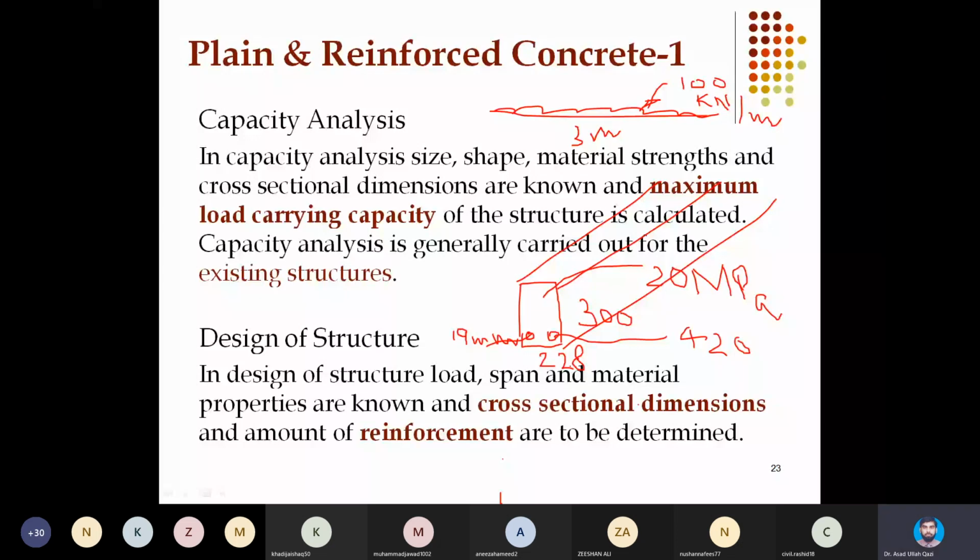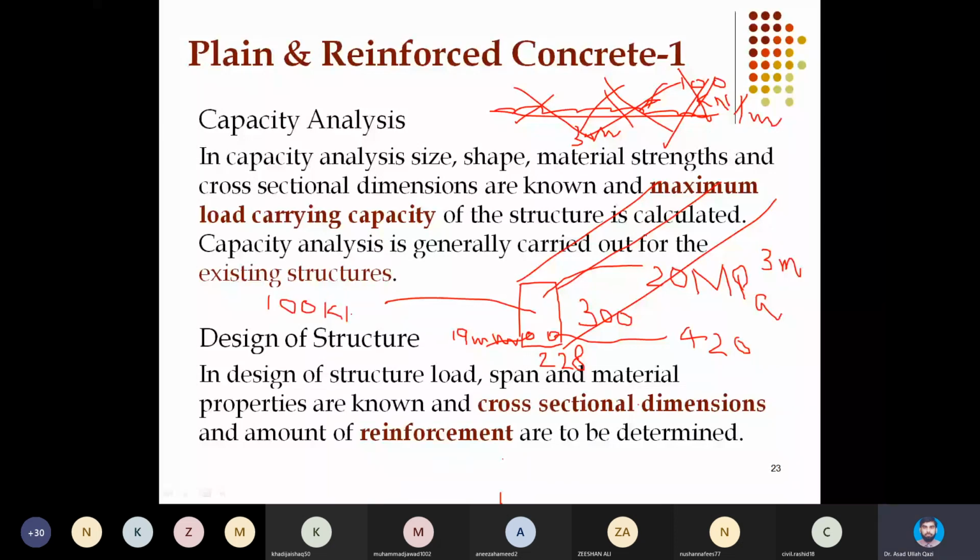So you are given this cross section and steel and material details, and you are questioned that tell what load this beam can take if the beam span is 3 meter. Now the question is reverse. You are given the drawing, each and every detail, span, and you are asked, can you tell us what is the capacity of this beam? Now they are expecting that your response should be that this beam can take 100 kilonewton per meter. So this is called capacity analysis.